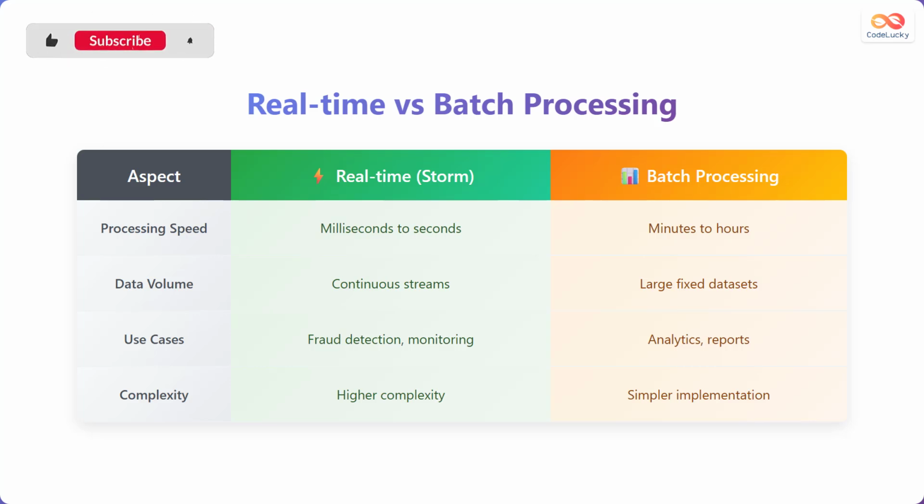large, fixed datasets. For use cases, real-time processing is suitable for fraud detection and monitoring. Batch processing is typically used for analytics and generating reports. In terms of complexity, real-time processing tends to be more complex, while batch processing has a simpler implementation.